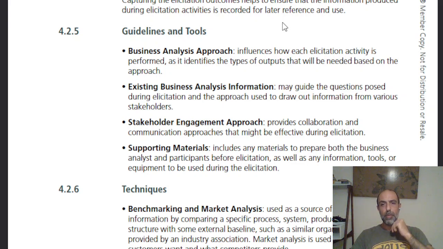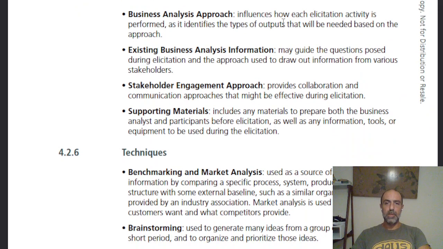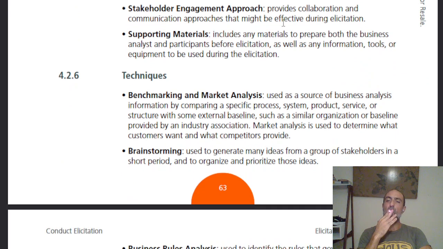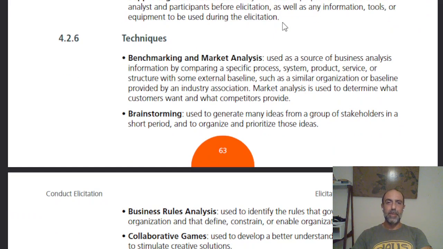Stakeholder engagement approach provides collaboration and communication approaches that might be effective during the elicitation. And supporting materials include any materials that prepare both the business analyst and participant before elicitation. So basically, be on your game.